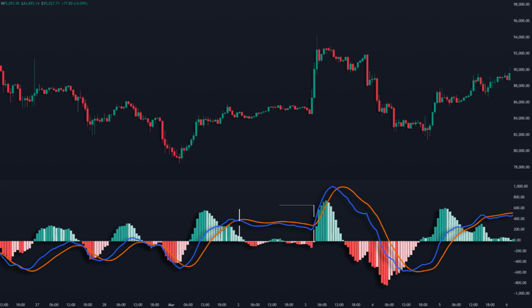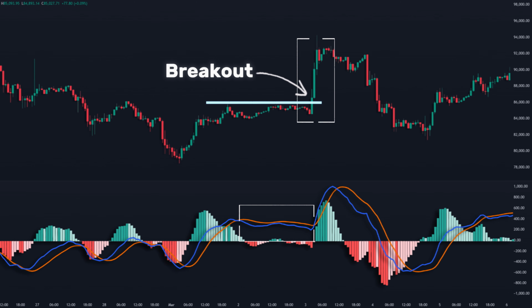Therefore, when we see this MACD compression or the MA squeeze in a tight range, we know that a period of increased volatility is likely coming. But here's the beauty of this MACD trading strategy. Instead of guessing or trying to predict which way the price will break, we're going to let the market show us. We wait for the breakout to happen first, and then we enter in that direction.